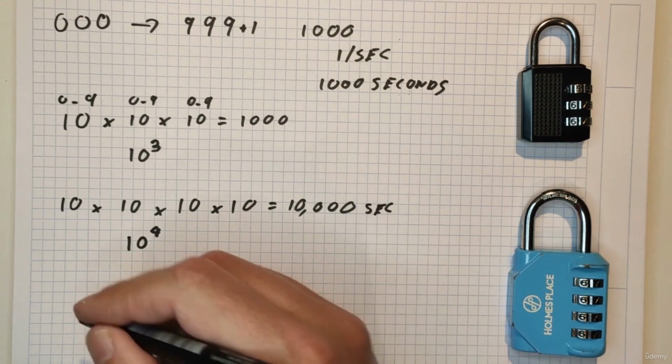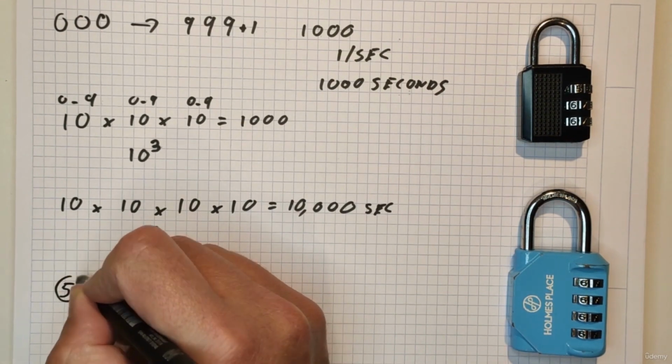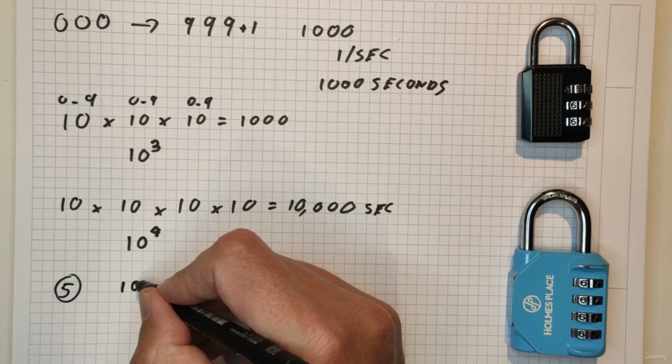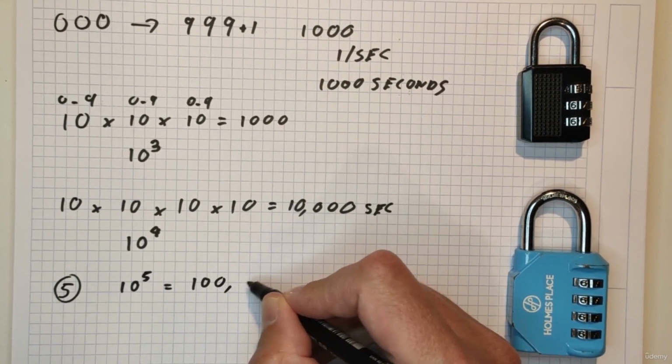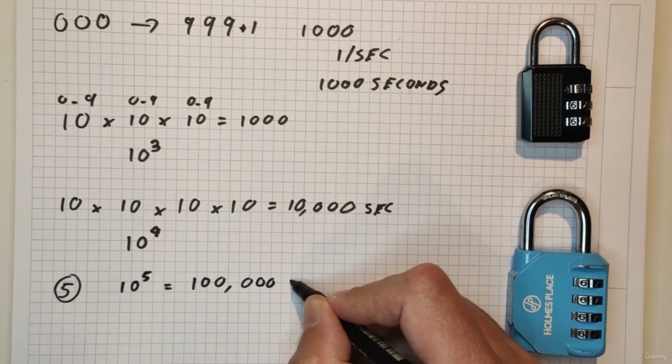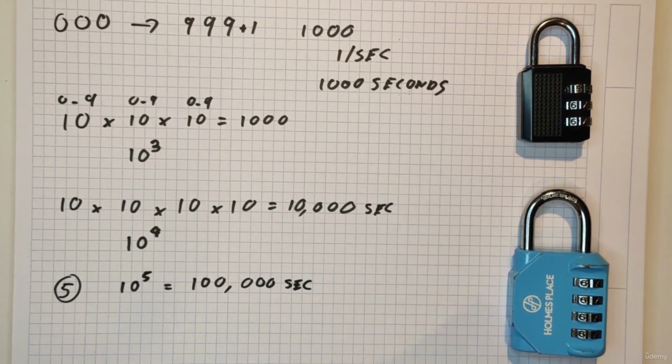If we had a padlock with 5 dials instead of 4, this would take us 10 to the power of 5 combinations, which is around 100,000 seconds if we take 1 second per operation. So you can see where this is going. If we had a bigger padlock, let's say with 6 dials, we would have 10 to the power of 6. If we had one with 7, it would be 10 to the power of 7, and so on.